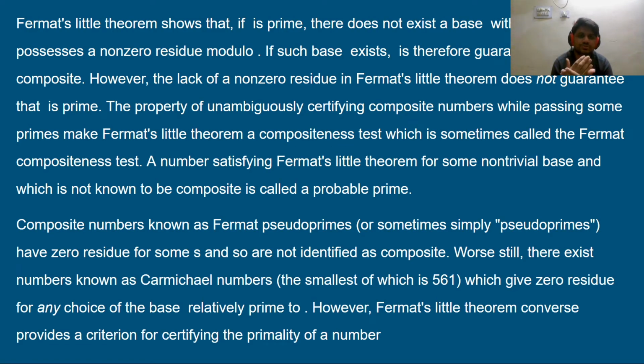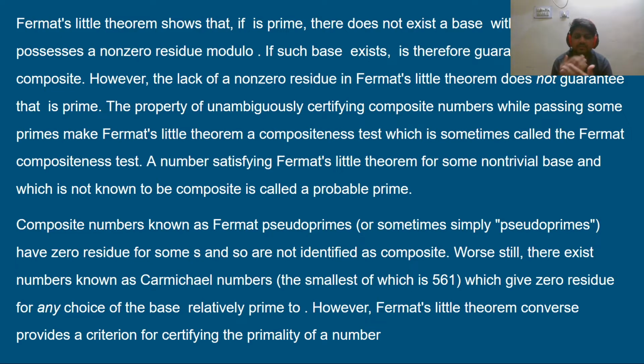Fermat's little theorem shows that if n is prime, there does not exist a base a such that a^(n minus 1) possesses a non-zero residue modulo n. If such a base exists, n is therefore guaranteed to be composite. However, the lack of non-zero residue in Fermat's little theorem does not guarantee that n is prime. The property of unambiguously certifying composite numbers while passing some primes makes Fermat's little theorem a compositeness test, which is sometimes called the Fermat compositeness test.